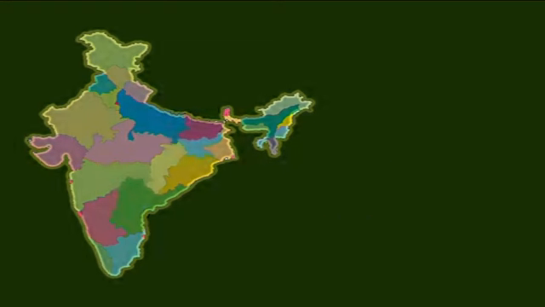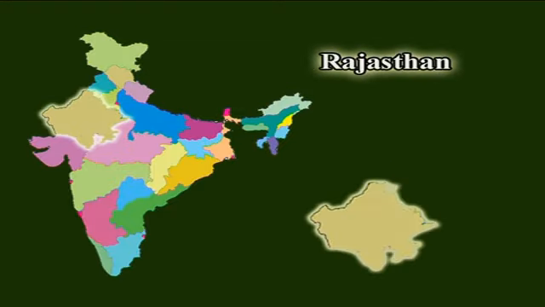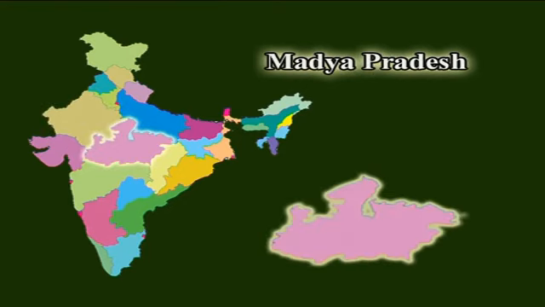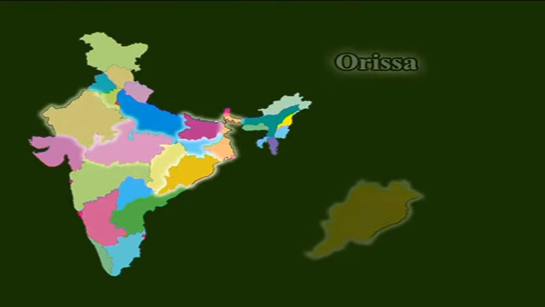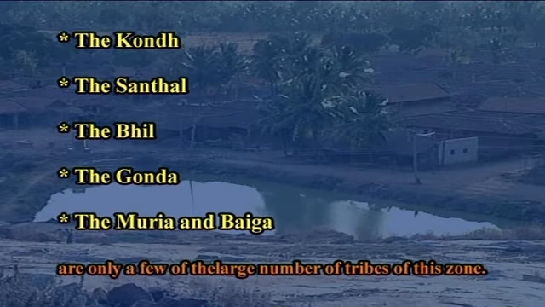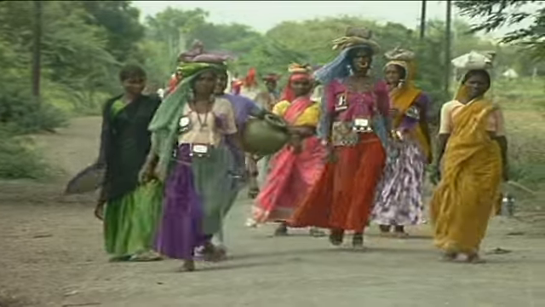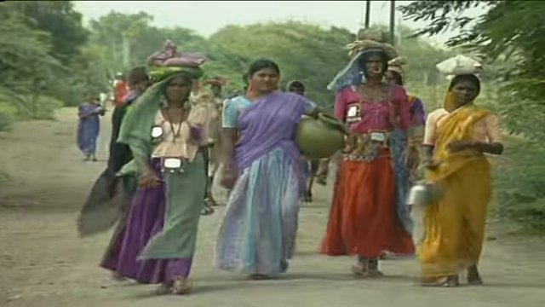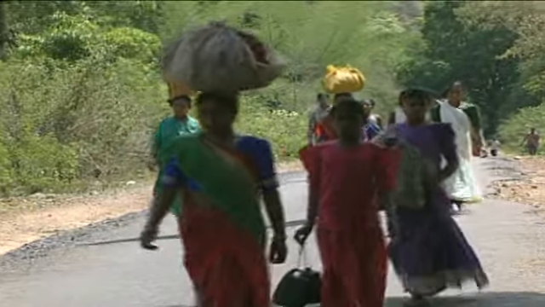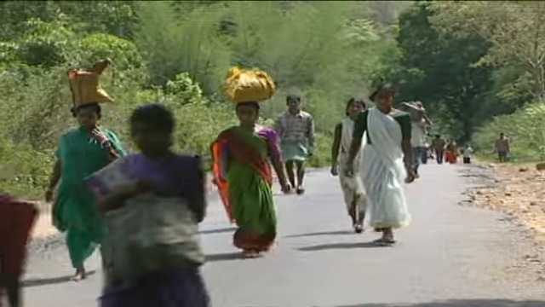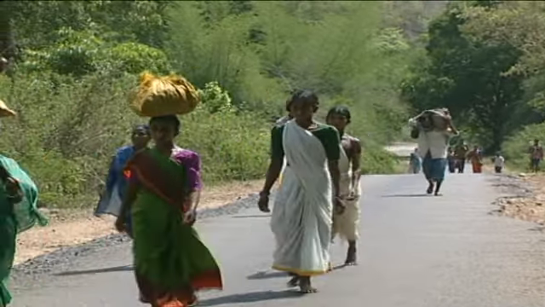Central Zone: Bihar, Bengal, Southern Rajasthan, Madhya Pradesh and Orissa come under this zone. The Kond, the Santal, the Bhil, the Gond, the Muria and Baiga are only a few of the large number of tribes of this zone. There is a concentration of tribal people in this zone. Over 85% of the total tribal population inhabits this zone.